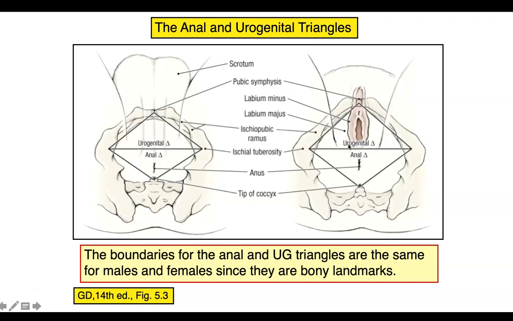male and female. In the male, the anterior boundary, most anteriorly, is the pubic symphysis. Posteriorly, the tip of the coccyx, and on each side the ischial tuberosities. So if we draw a line from the pubic symphysis connecting the ischial tuberosities, and from the ischial tuberosities to the coccyx, if we connect all this, this is the perineum. It's a diamond-shaped space in between the pubic symphysis, ischial tuberosities, and coccyx.